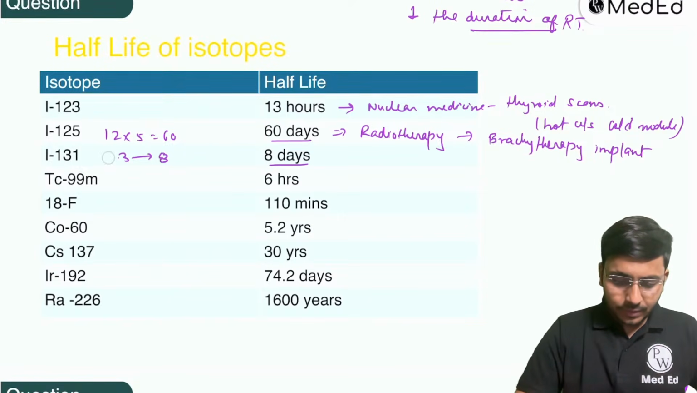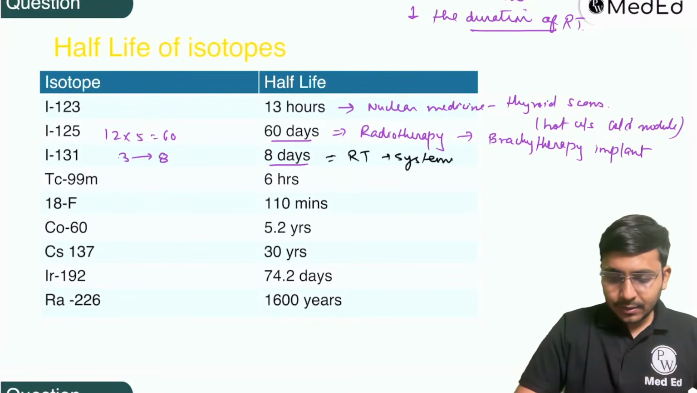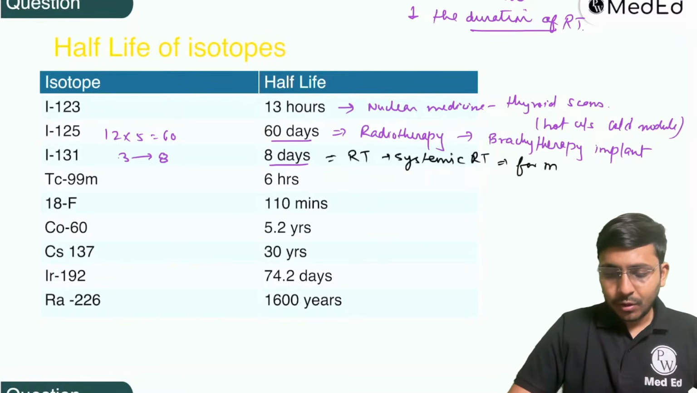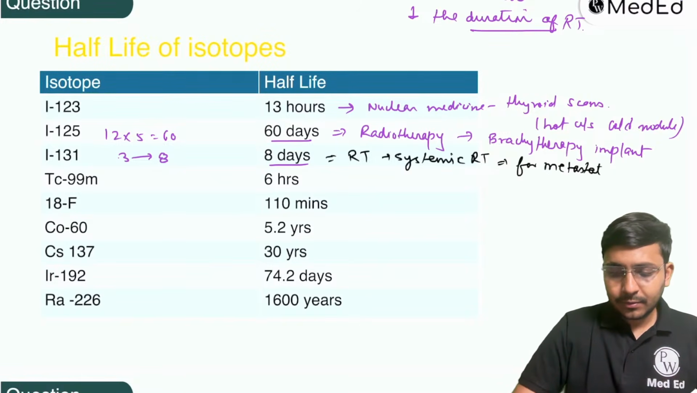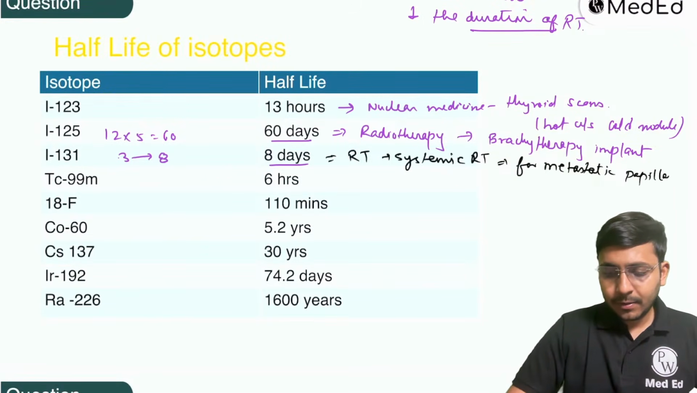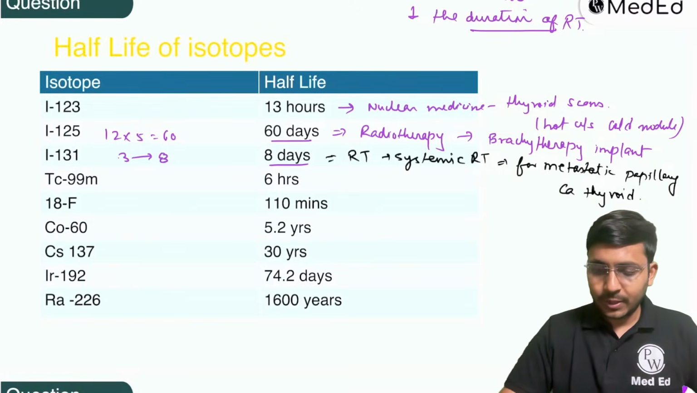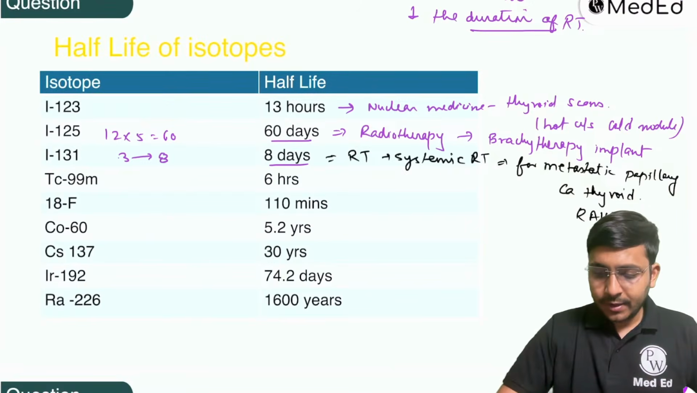And where is it used? It is again used in radiotherapy as systemic radiotherapy for metastatic papillary CA thyroid. ठीक है, radio ablation, also known as radioactive iodine ablation.